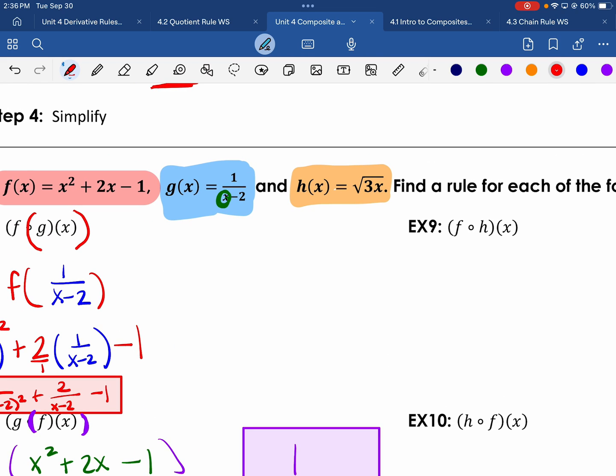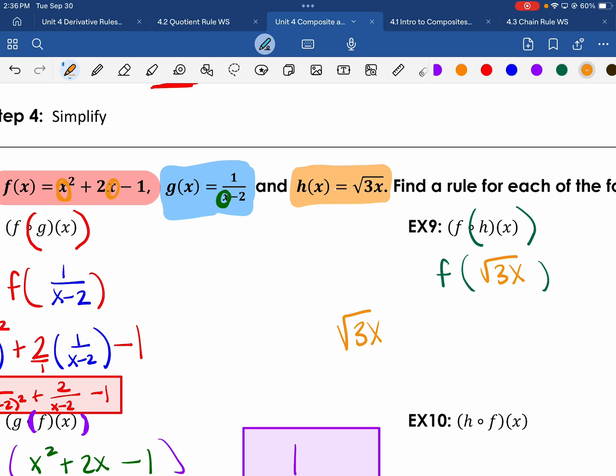All right, let's try 9. So 9, I'm going to throw up parentheses. H of x is going to be the square root of 3x. And so this guy is getting plugged in to the f for all of my x's. So I'm going to start with the square root of 3x. Then I have a squared plus 2. In place of the x, I'm going to put the square root of 3x. And then I have minus 1 from the original.